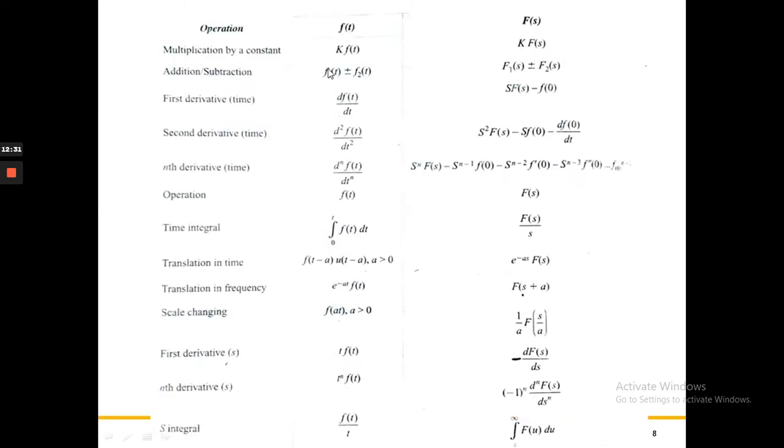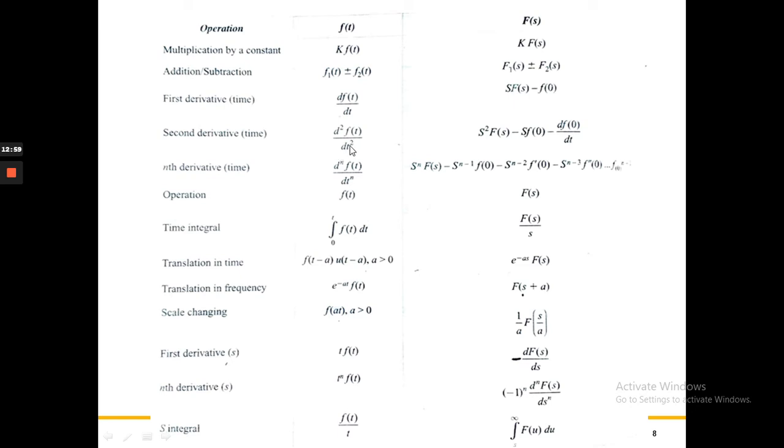Similarly, you should also know the basic properties of the Laplace transform. If you are multiplying a constant with a function, then the Laplace transform will be the constant into the Laplace transform of the basic function. Similarly, the Laplace transform of the sum and difference of functions will be the sum and difference of the Laplace transforms of the basic functions. Okay. Laplace transform of the differential will be s into F of s minus the initial value of the function.